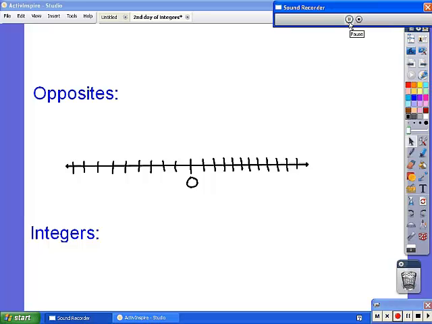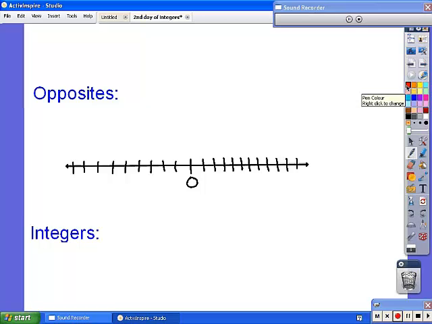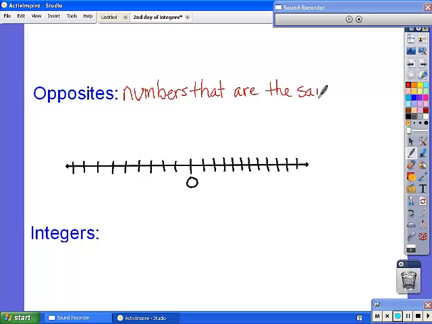Alright, today we're going to continue talking about integers, and let's talk about opposites to begin with. If you think back when you were a little kid and you watched Sesame Street and stuff, they talked about opposites: up, down, left, right. But in math, opposites are numbers that are the same distance from zero.